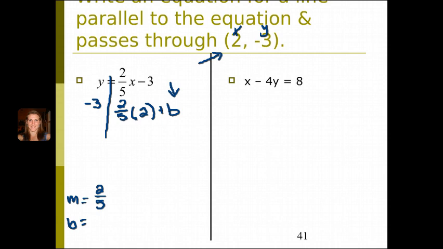So I have that negative 3 equals 4/5 plus b. Subtract 4/5 from both sides, and you get that b equals negative 19 over 5. So let's put that in here.